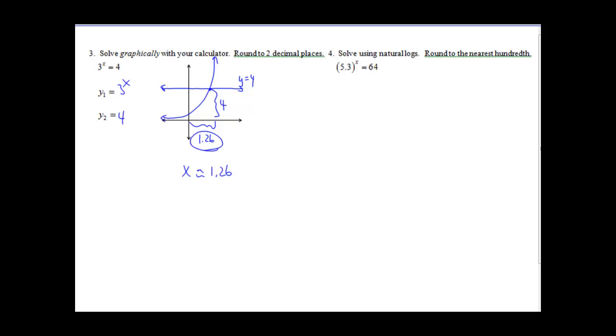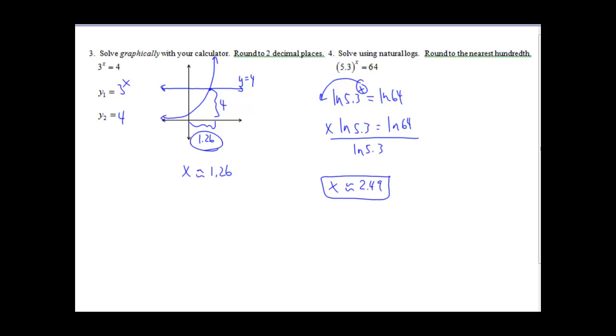If we have 5.3 raised to the x equals 64, we're going to put an ln in front. So we have ln of 5.3 to the x equals ln of 64. This x is going to shoot out here. So x times ln of 5.3 equals the ln of 64. If you remember, we're going to divide by ln of 5.3, and your x is going to be approximately 2.49.